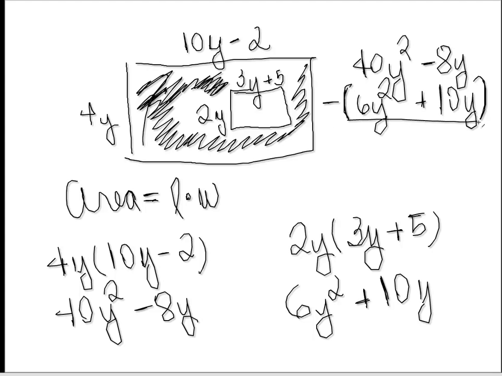thing. The mistake that students usually make is that they just subtract off the first term. They just put the minus sign in front of the 6y squared. They don't take into account that they also have to subtract off the second term. So that's why I have a parentheses around it. So let's go ahead and subtract this off.